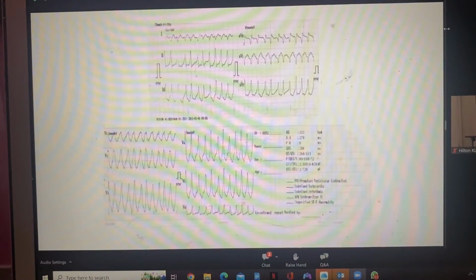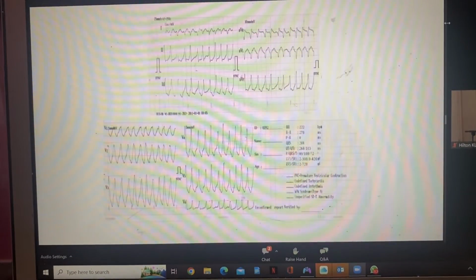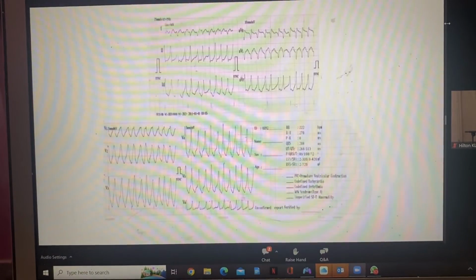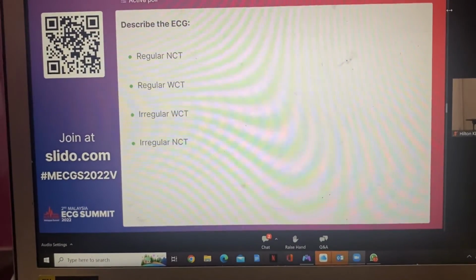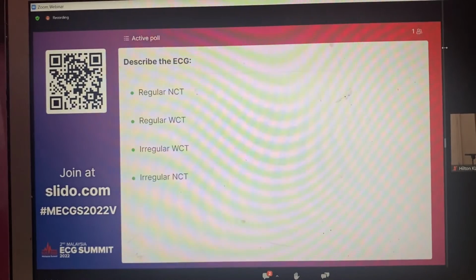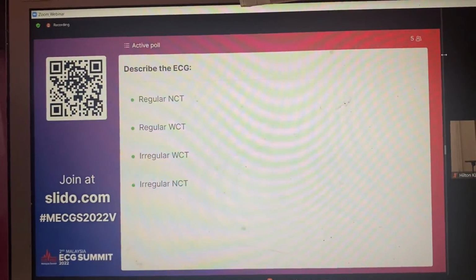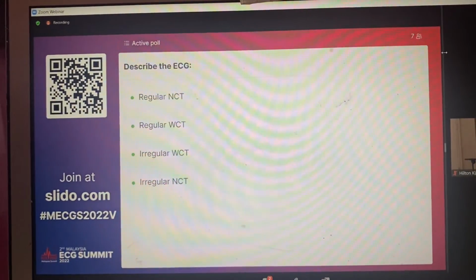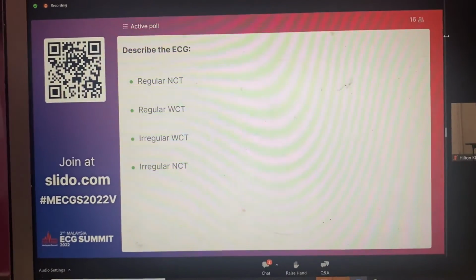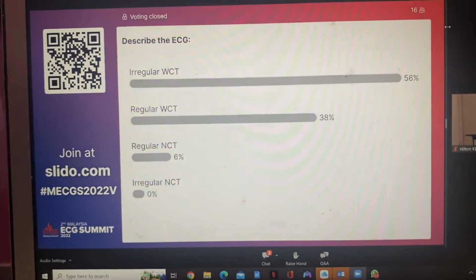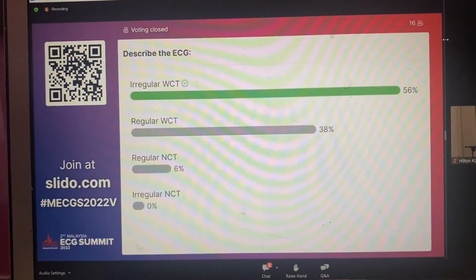Look at this ECG, analyze it. I'll give you all some moment. Please describe the ECG. What do you all think about it? Is it regular? Is it irregular? Is it narrow or is it wide? Okay, I agree. It's an irregular wide complex tachycardia.